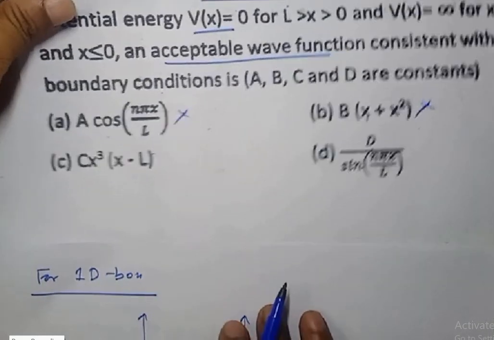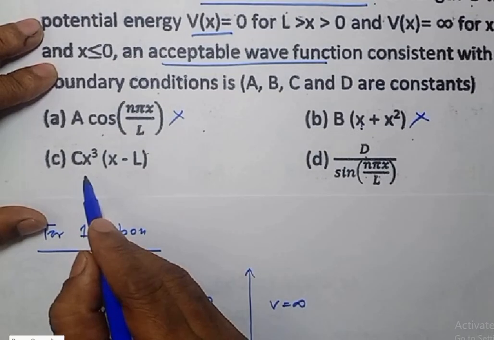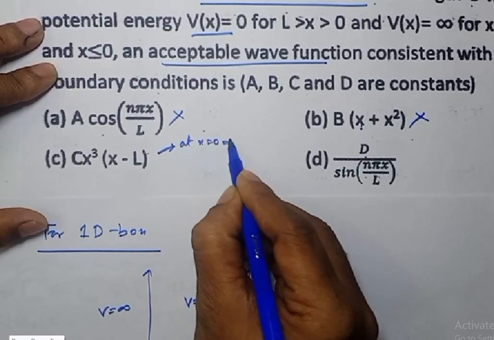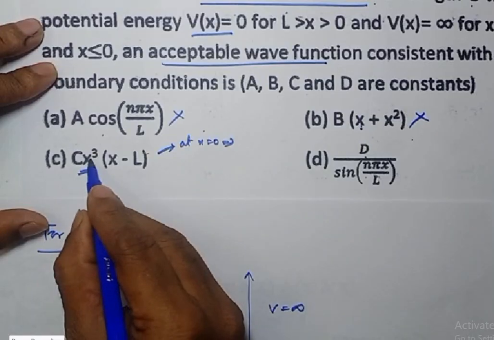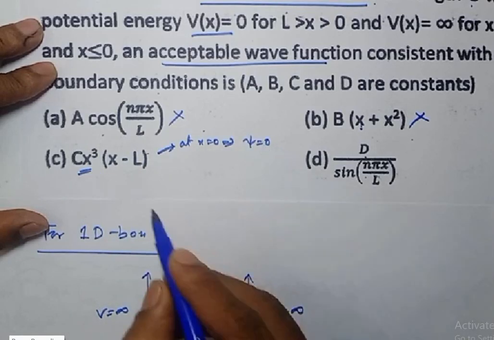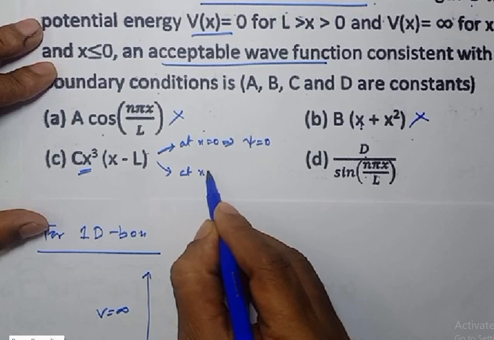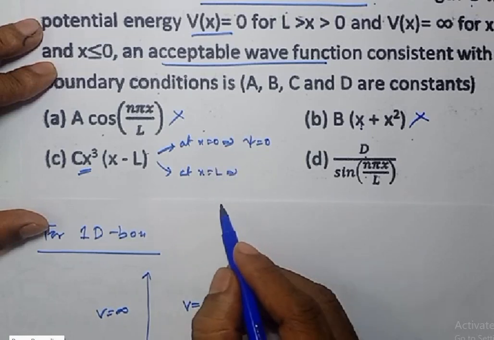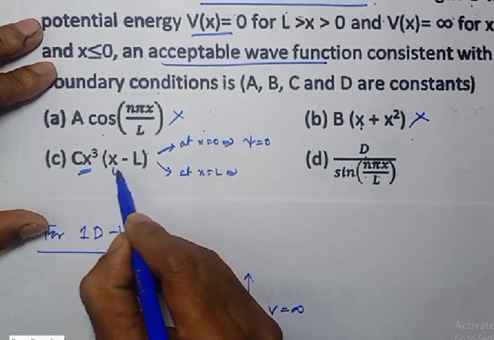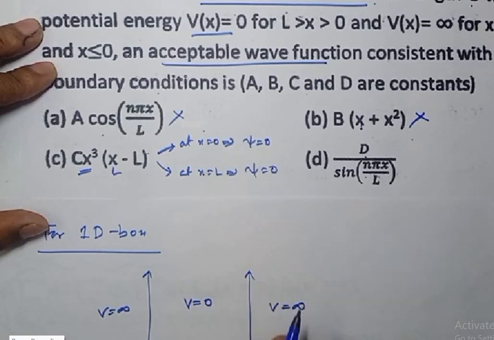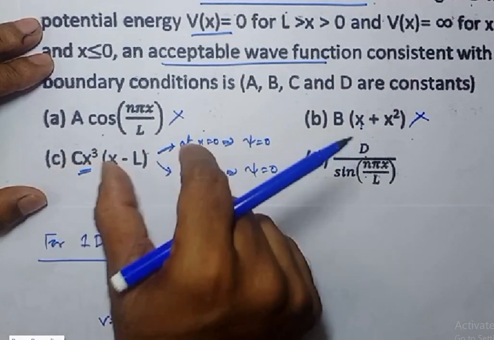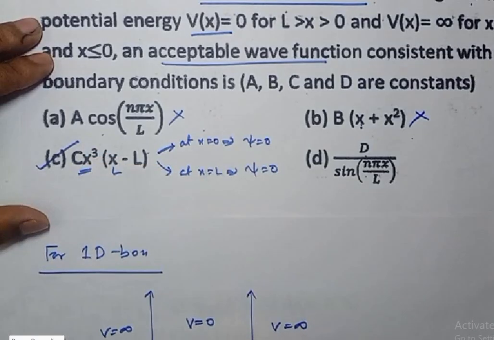Then what about option C? In option C, at x equal to 0, what will happen? If I put x equal to 0 here, yes, I have x cube. So if I put x as 0, the entire wave function becomes 0. What happens at x equal to L? That is the other limit. Now if you put x equal to L here, L minus L is 0, again the wave function becomes 0. Yes, this wave function satisfies the boundary condition. So the correct option is option C.